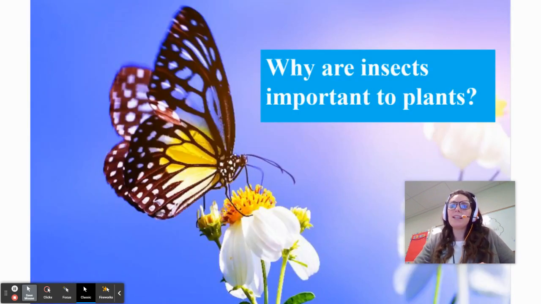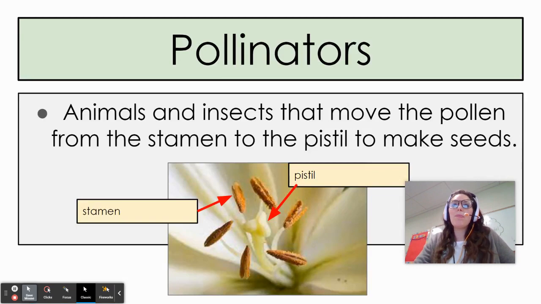Why are insects important to plants? Now, you might already know this from listening to our Read Aloud Ed puzzle that you just completed before watching this video. Why are they important to plants? They are pollinators. Pollinators are animals and insects that move the pollen from the stamen to the pistil to make seeds.